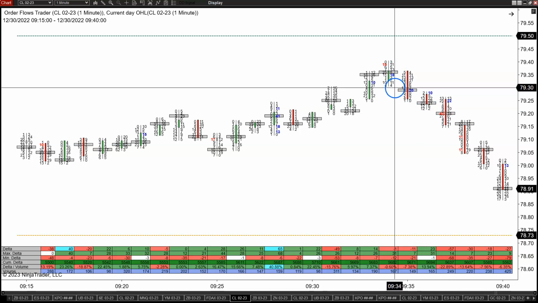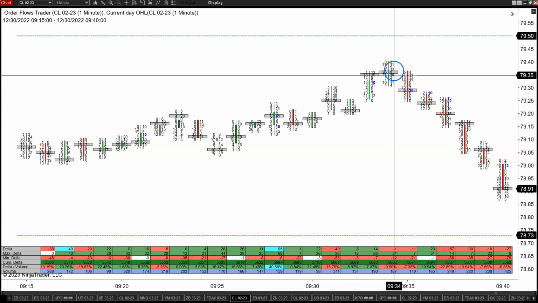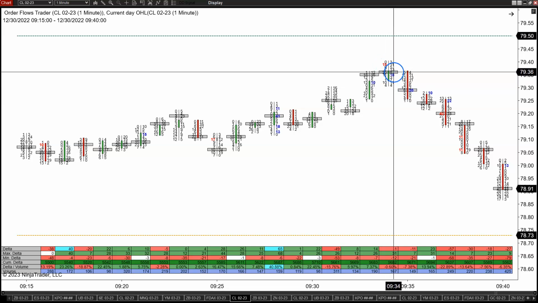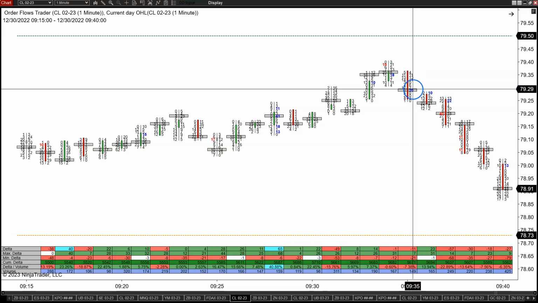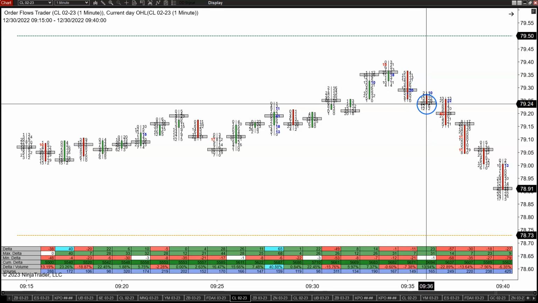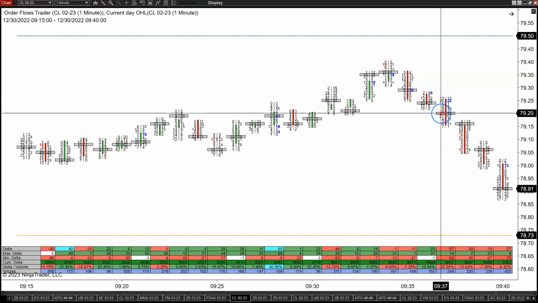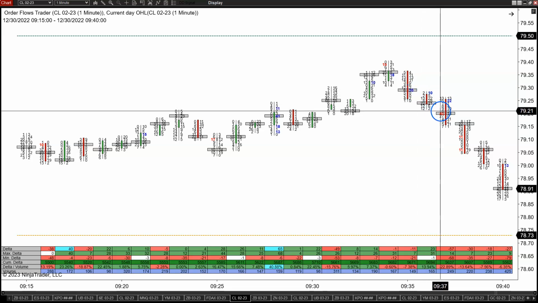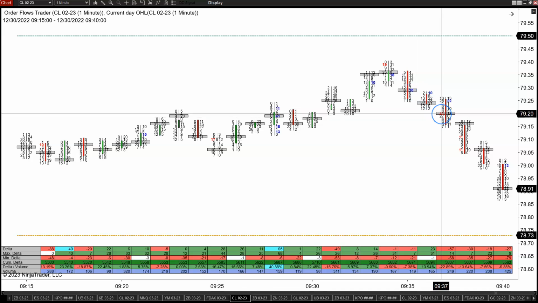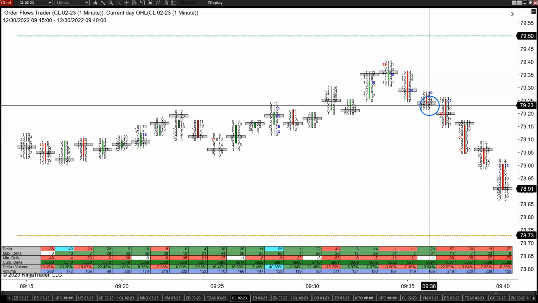What do you have? You have point of controls migrating lower, right? You got your high bar here with the point of control sort of in the middle of the bar, but then obviously the red candle, lower point of control, another bar, red candle, lower point of control, another bar, red candle, lower point of control. What is interesting on this little group of point of controls is each point of control is coming in at a level lower than the low of the previous bar.